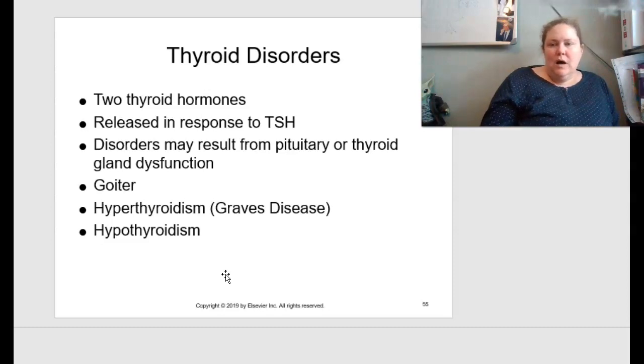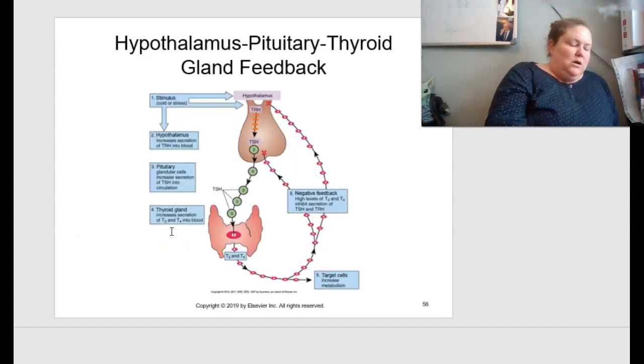That's one of the common presentations of thyroid issues. You can also have hyperthyroidism, which is also known as Graves' disease, or hypothyroidism, where your thyroid is not functioning correctly. So looking at this, okay, this is the hypothalamo-pituitary tract, right?